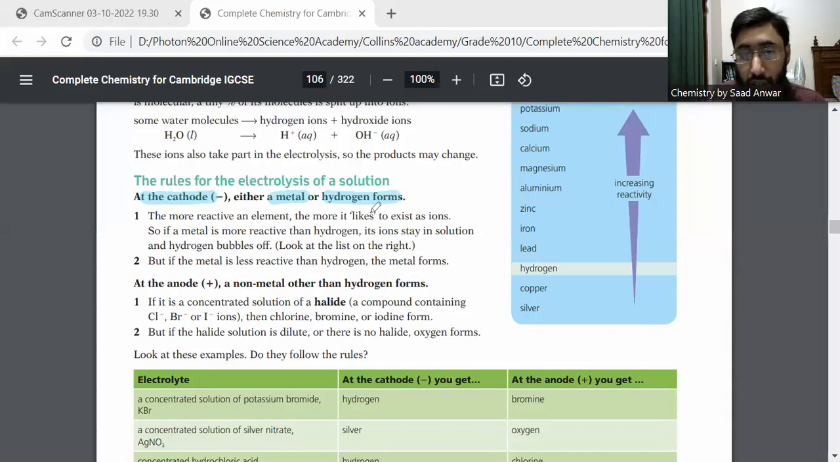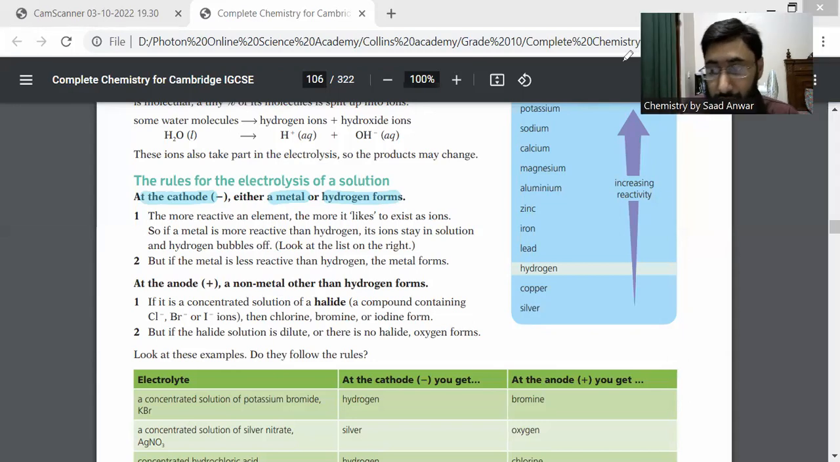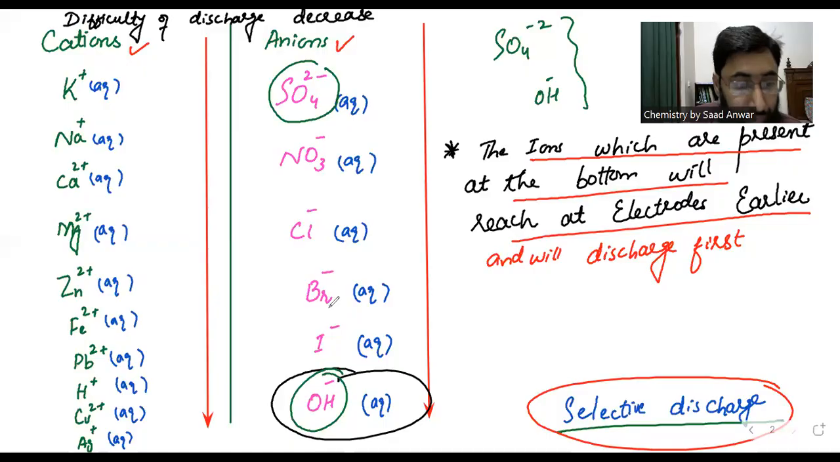Again, listen, at the cathode, either a metal will appear or hydrogen will form. Now, the point is, how will we decide whether a metal or hydrogen gas will appear? I have tried to explain this in this selective discharge list. This is hydrogen ions, and all those ions which are present above the hydrogen ions cannot reach earlier when we have to compare these ions with hydrogen ion.